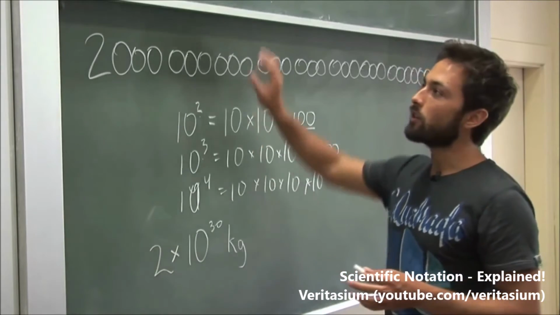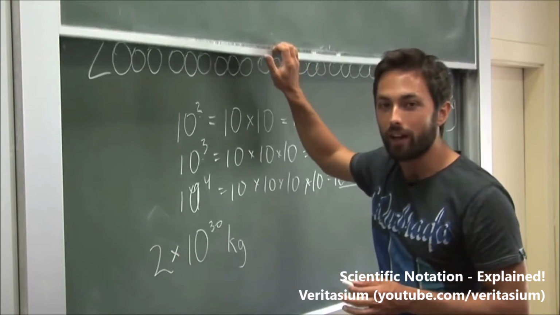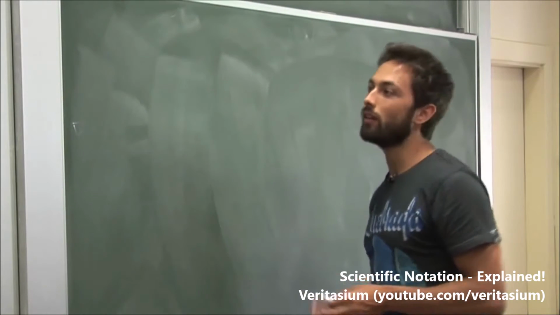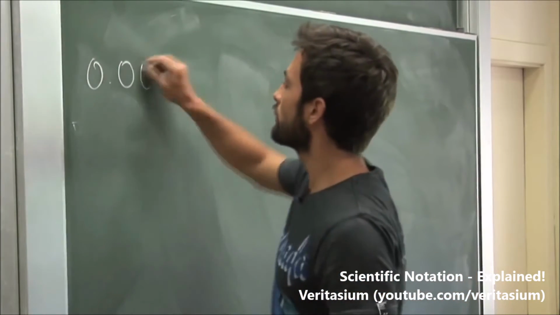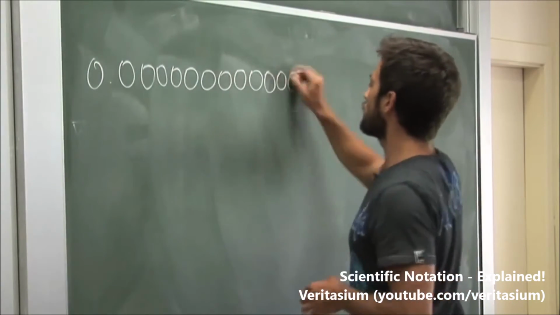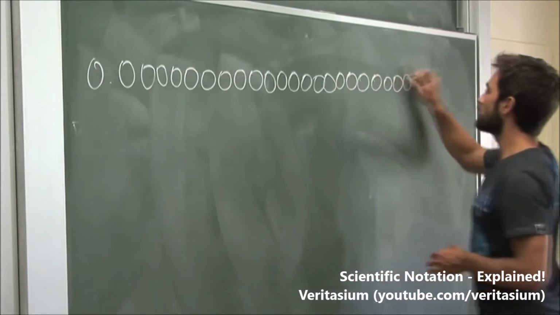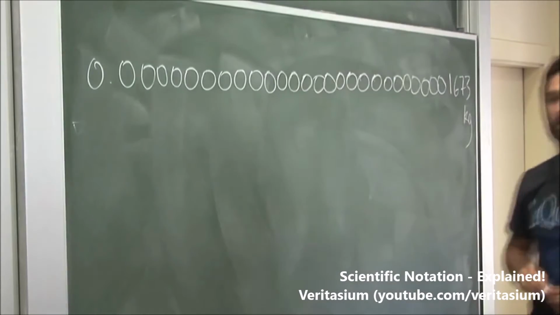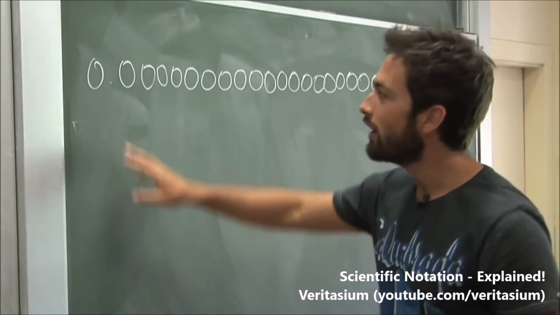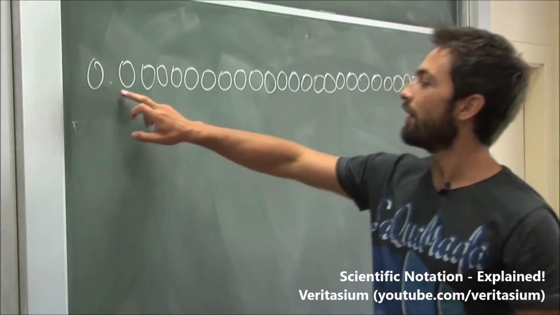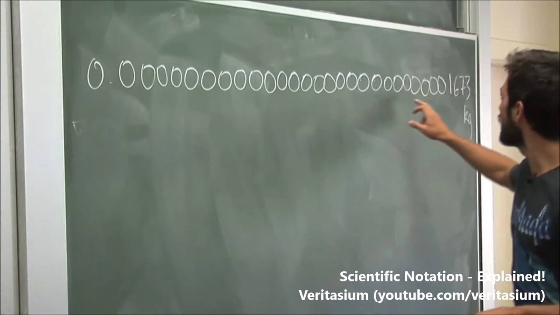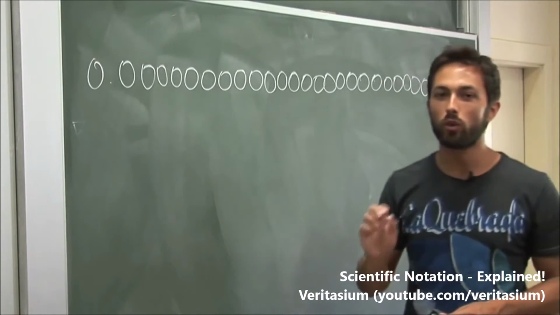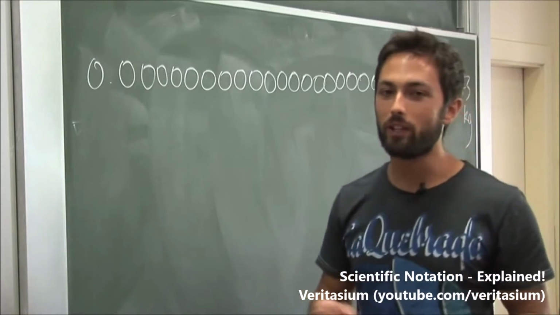The other problem is we have to deal with some very tiny numbers. For example, the mass of a proton. That is the mass of a proton: 0 point, and then there's 26 zeros, and then 1673 kilograms. A truly tiny number. So how do we deal with this?